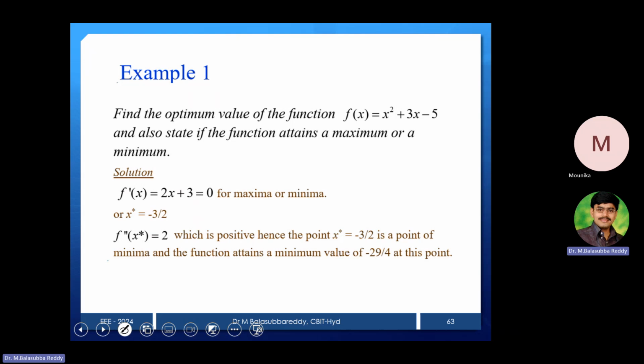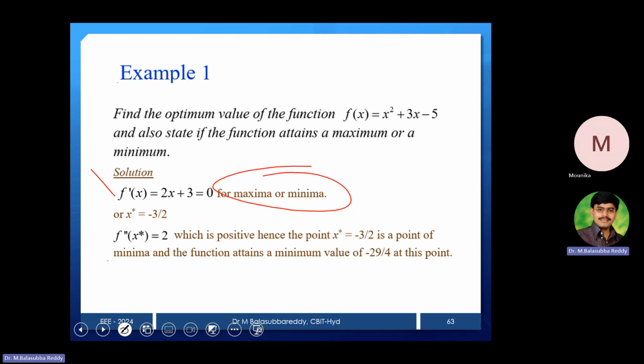Less than 0 is a maximization problem, greater than 0 is a minimization problem. In that case, first we calculated f dash of x. What did we get? 2x plus 3, that is equal to 0. We have to do that to determine whether it is a maximization or a minimization. First, the differential equation is set equal to 0. That one will be the fixed point.